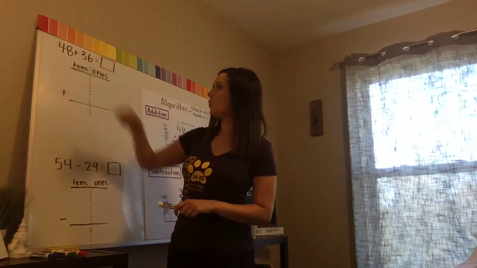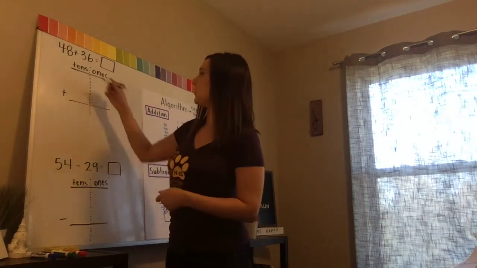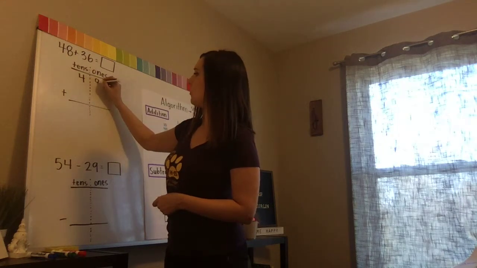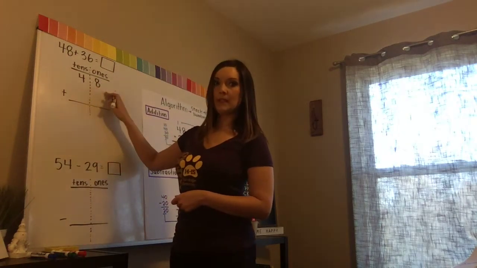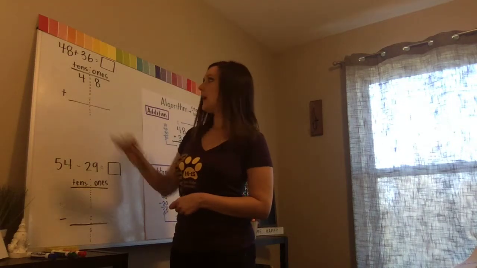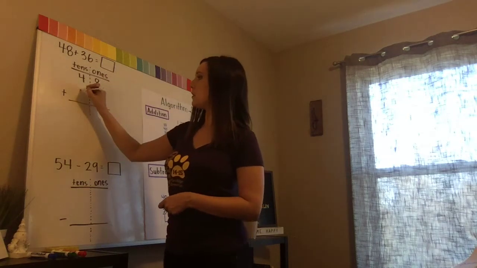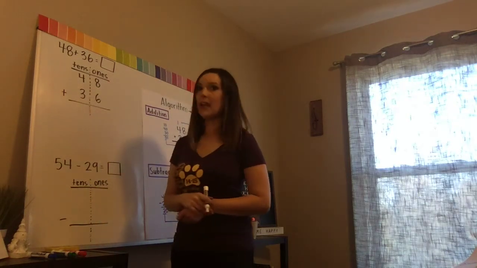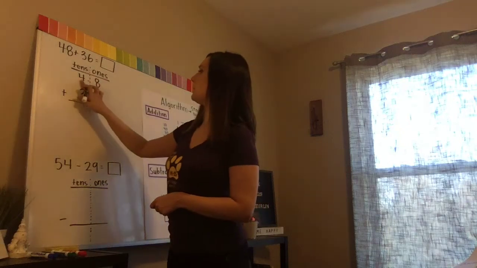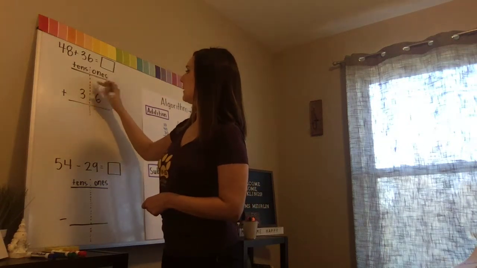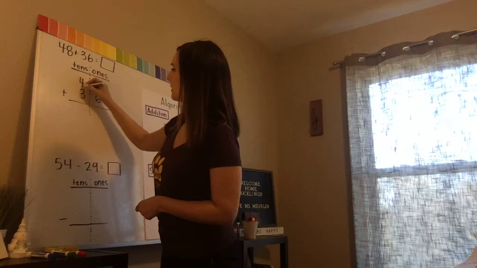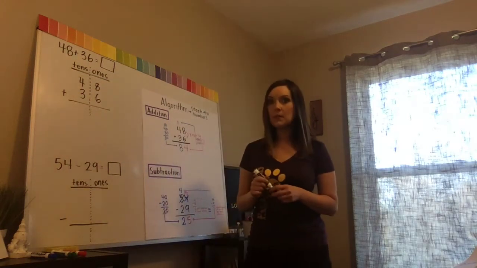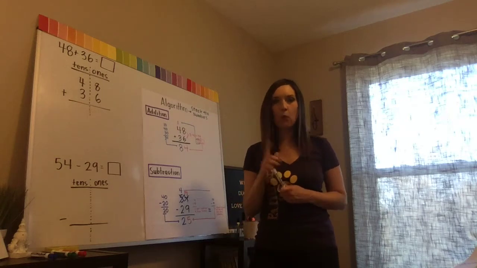So first I see 48. I know that I'm going to have 4 groups of 10 and 8 ones separated out into 2 columns. And 36 represents 3 groups of 10 and 6 ones. And I can spread those out in 2 columns. And I'm actually going to make one quick adjustment to give myself a little bit more space to write. There we go. So now that my numbers are stacked, I'm going to look at my ones column first.